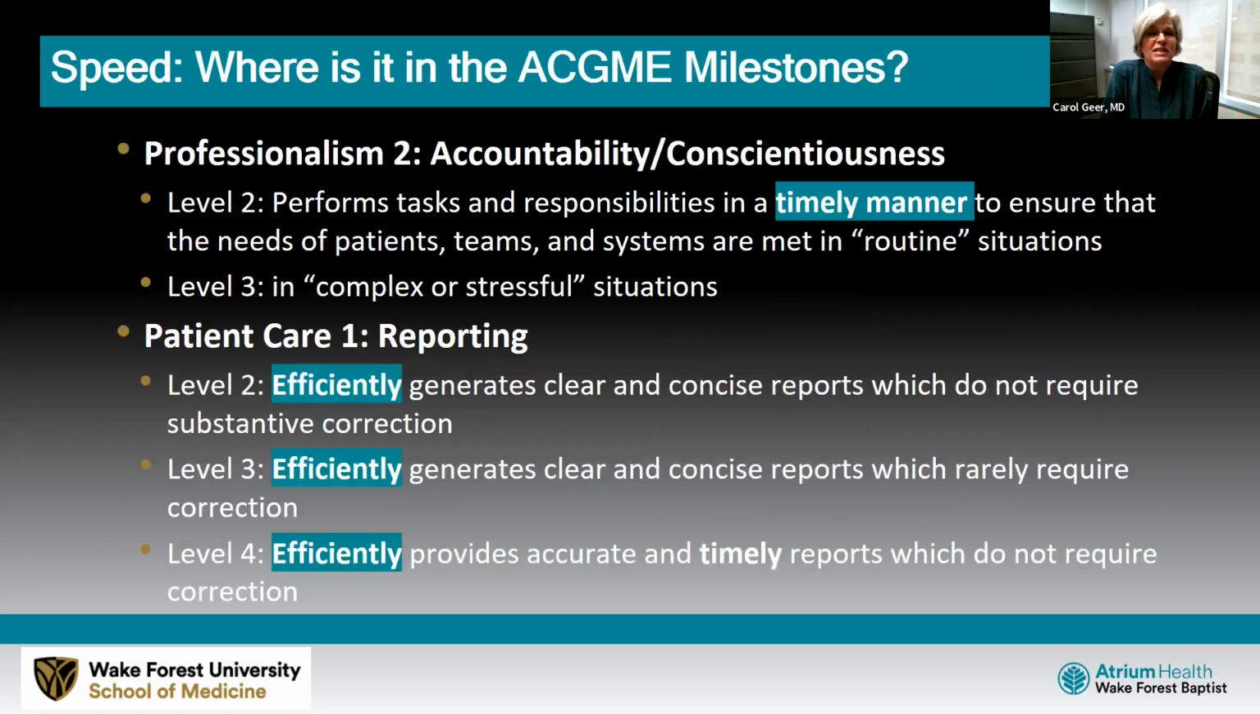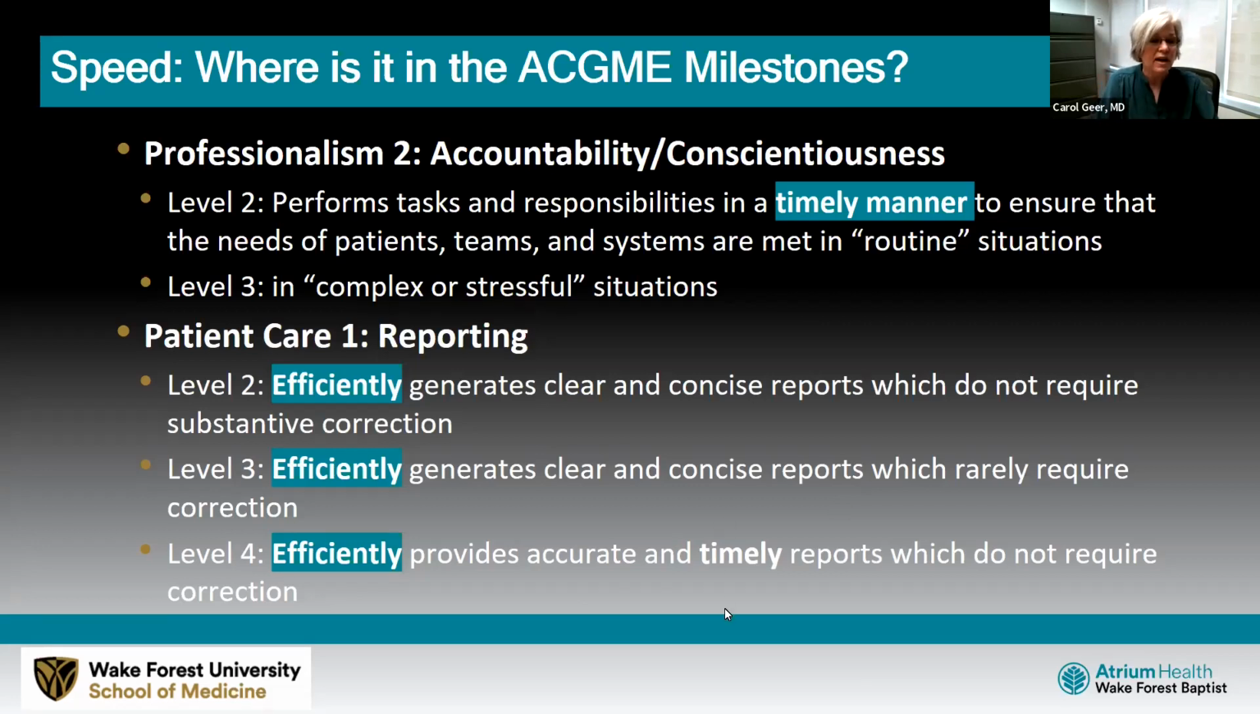So where is speed in the ACGME milestones? Is it there? Well, it turns out it actually is, under the professionalism competency in the accountability and conscientiousness milestone. Level 2 is performs tasks and responsibilities in a timely manner, and I would say timely manner is equal to speed in my mind, to ensure that the needs of patients, teams, and systems are met in routine situations. Level 3 is timely manner in complex or stressful situations.